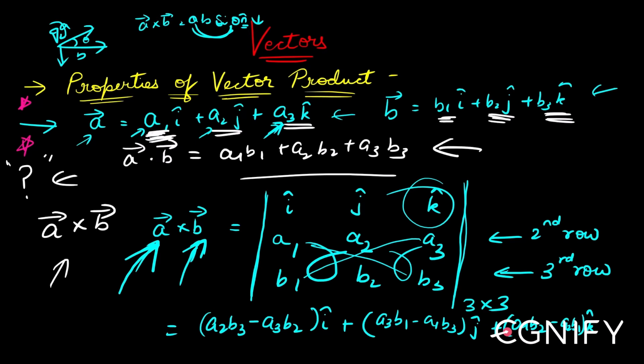Now if you don't know how to find the determinant of a 3x3 matrix, you're supposed to look at the determinants chapter for that, right? So when you come to vectors, you are already supposed to know how to find the determinant of a 3x3 matrix. So this is what the determinant is.